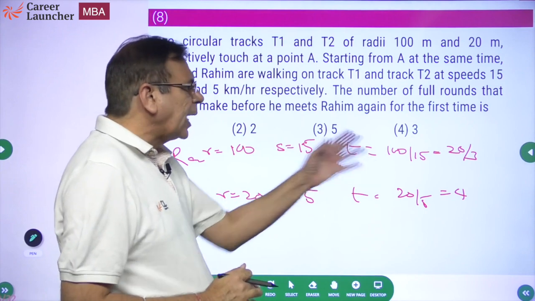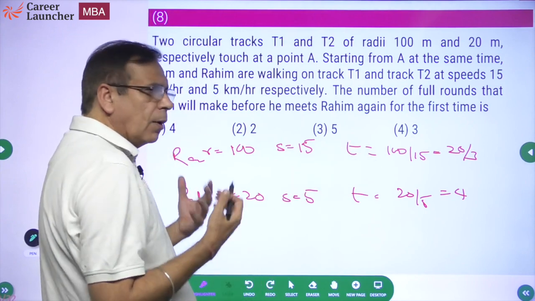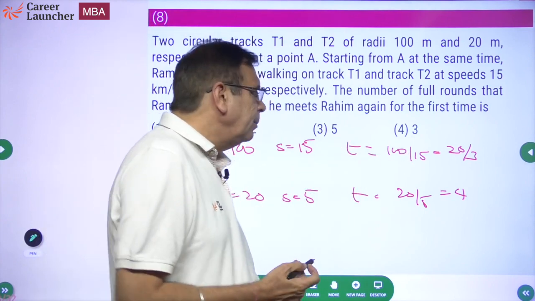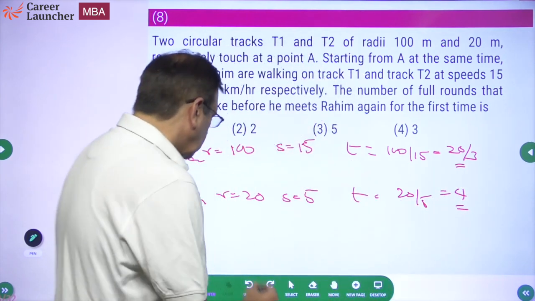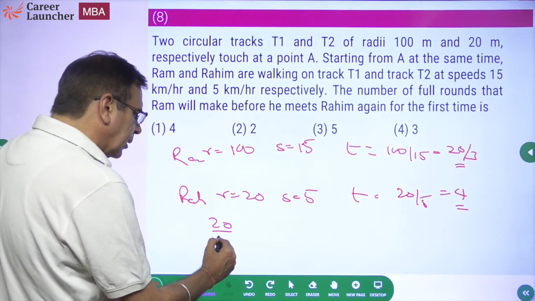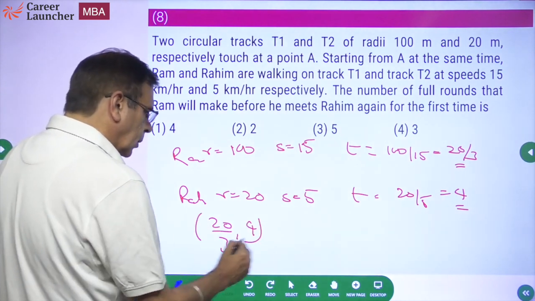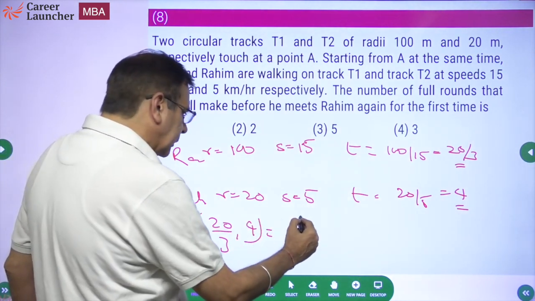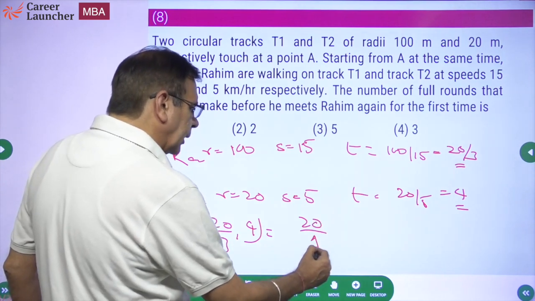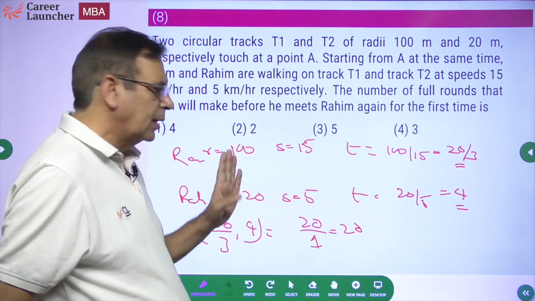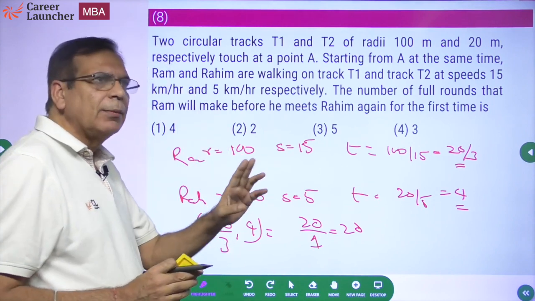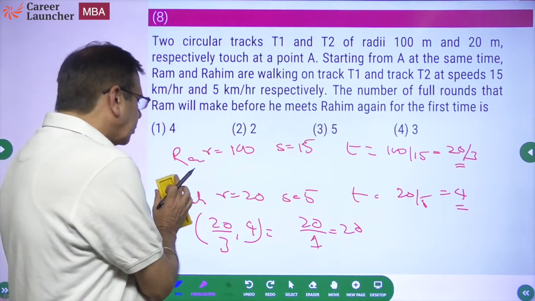Okay. So what is the time taken now? When will they meet? LCM of the time. Time for one of them is 20 by 3, the other is 4. So what is LCM of 20 by 3 and 4? LCM of the numerator upon HCF of the denominator, which is 2. So every 20 units of time they will meet. Clear? So every time they meet, they have done 20 units of time.